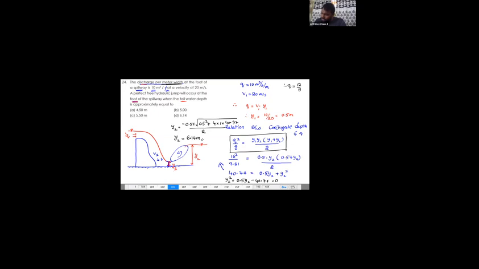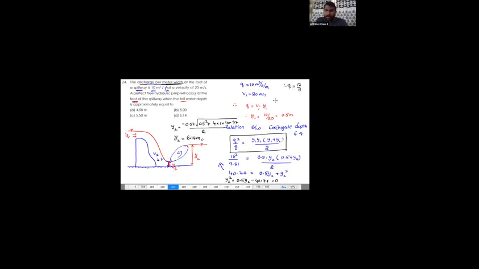So we can use this by means of the sequent depth ratio also. The other method is by means of the sequent depth ratio: y2 by y1 is equal to minus 1 plus root of 1 plus 8 Fr1 square, by 2. But what is Fr1? Fr1 is nothing but v1 by root g y1. So I don't need to find the velocity because the velocity is already given, right? Already velocity is given. So now what is y1?